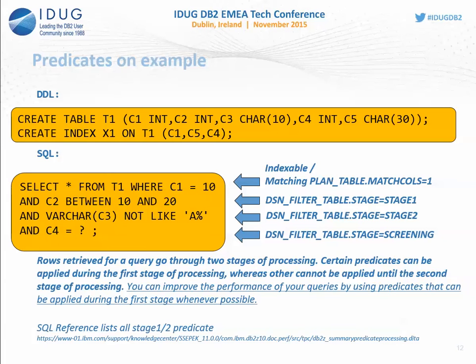Could I ask you a quick question? Is it true that if there's a stage 2 predicate, you have to materialize the result set before you filter? You can't stream it through? So the question was, is it true that if we have stage 2 predicates, we have to materialize the results set before we filter? Yeah, we do, right?